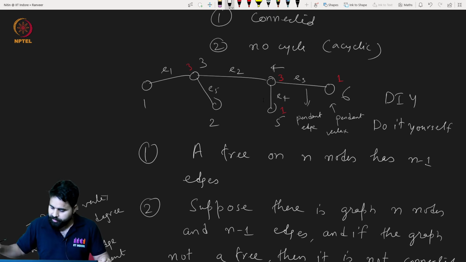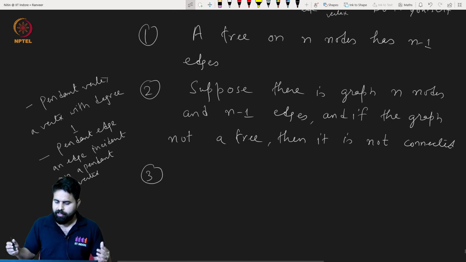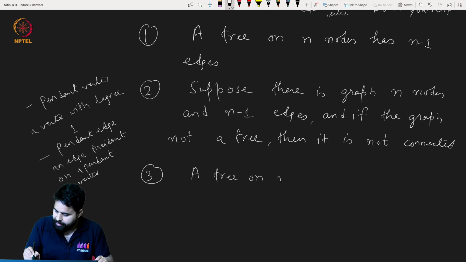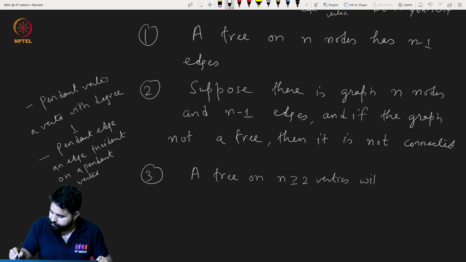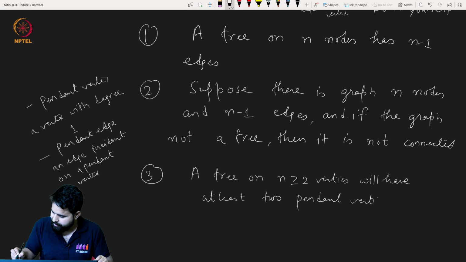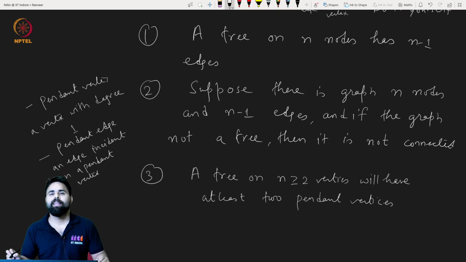Okay, good. So now the third DIY is this. In a graph, a tree on n vertices, where n is greater than or equal to 2, will have at least 2 pendant vertices. Very good. Now it's time to give you a magic.